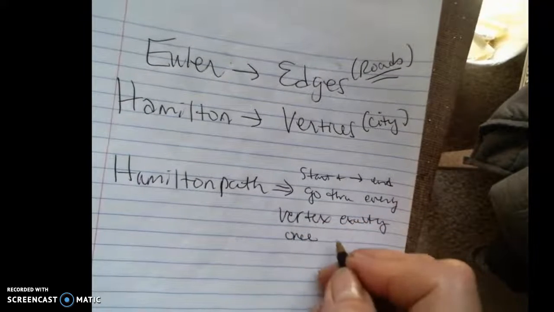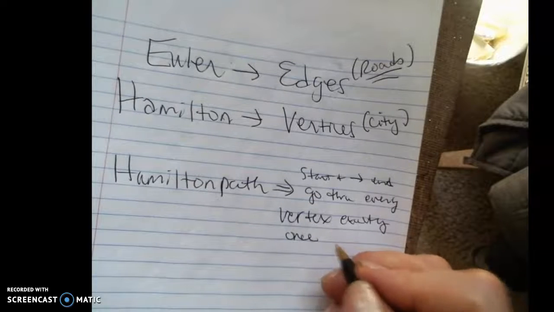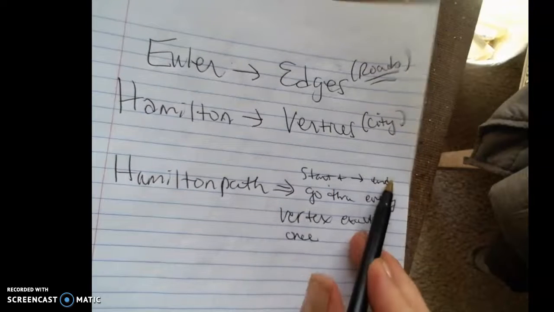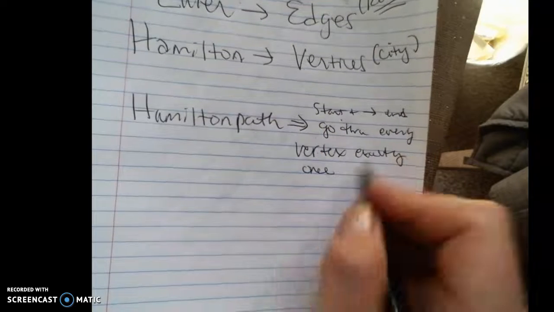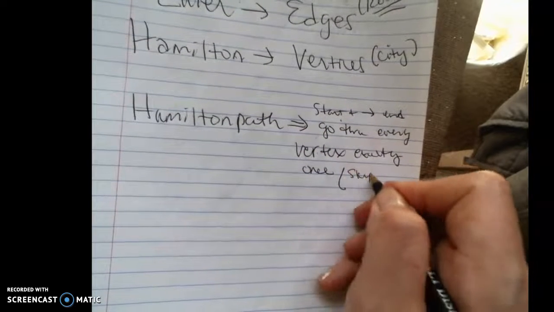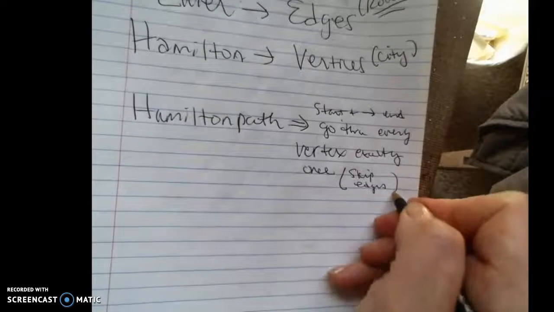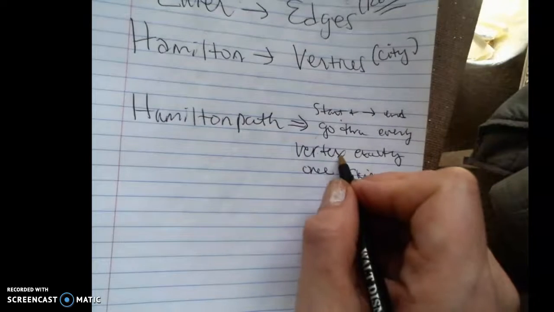Exactly once, okay? So no backtracking. You can only go through everyone exactly once. But again, remember, a path starts and does not have to end at the same place, but you have to go through every single city. Edges don't matter, so you can skip edges. That's okay. You can skip edges, he doesn't care, but you have to go through every city exactly once, and you cannot backtrack and go through it twice.